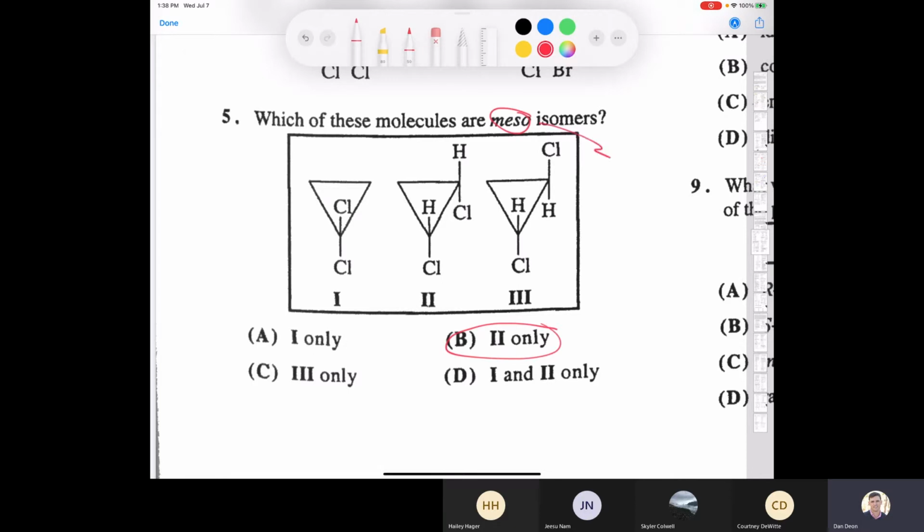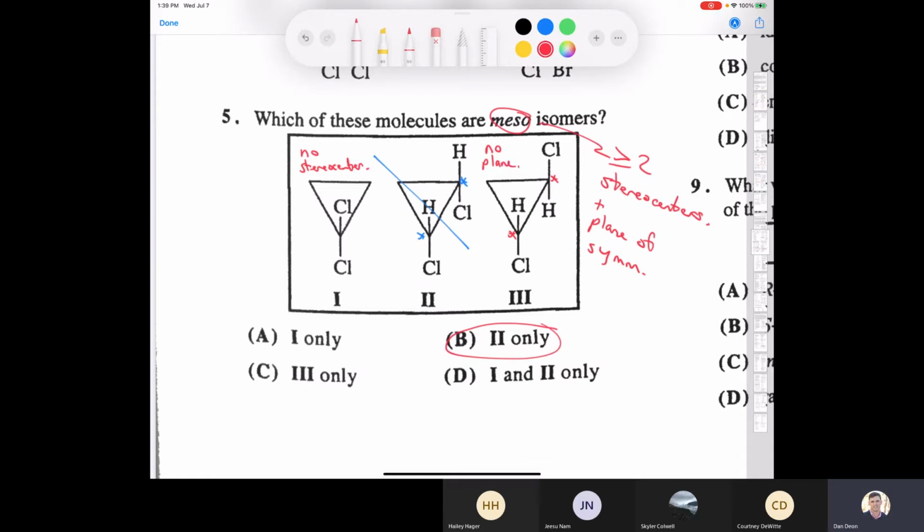Because when you have a compound that's meso, you've got to have greater than or equal to 2 stereocenters. So you've got to have a couple of stereocenters, and you've got to have a plane of symmetry. If you look at 1, there's no stereocenter in this molecule. If you look at number 2, we have a stereocenter here and a stereocenter here, but we also have a plane of symmetry running through the molecule. In number 3, there are 2 stereocenters, but there's no plane of symmetry in this molecule.